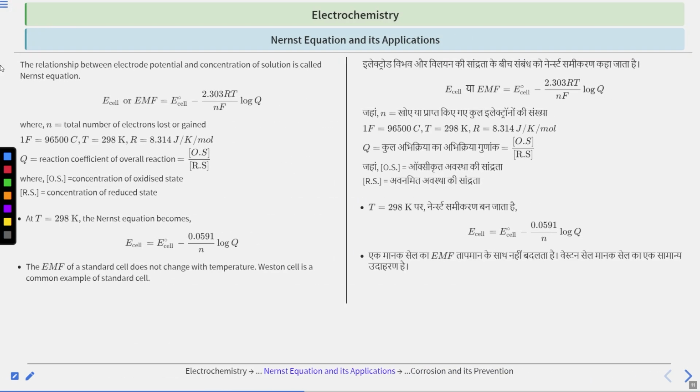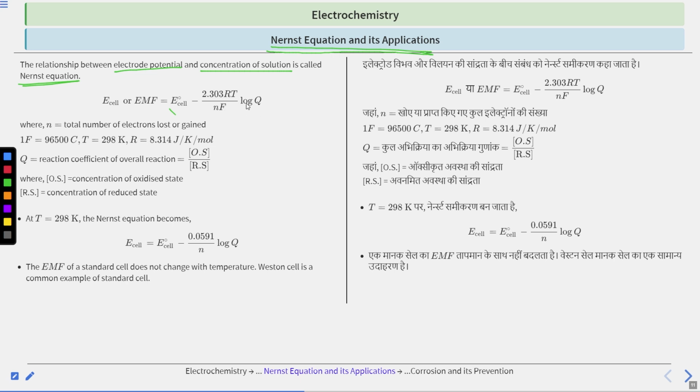Now, Nernst equation and its applications. So what is the Nernst equation? The relationship between electrode potential and concentration of solution is called the Nernst equation. You can write it as E cell or EMF is equal to E naught of cell at standard conditions minus 2.303 RT divided by nF log Q.